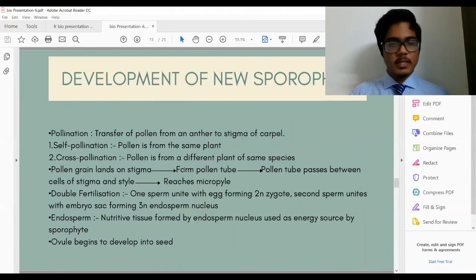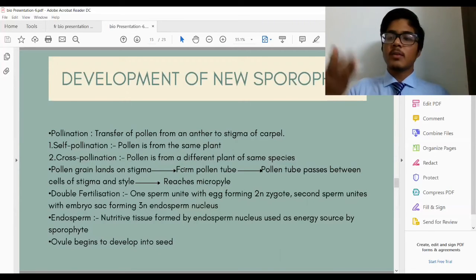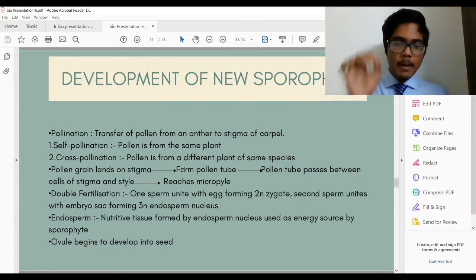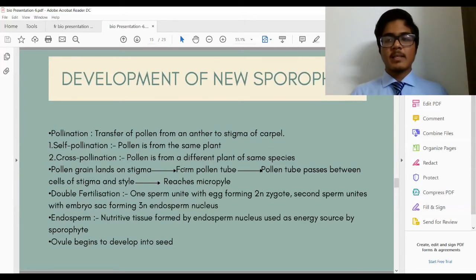So endosperm is the nutritive tissue formed by the endosperm nucleus as an energy source for the sporophyte. So this provides energy for the sporophyte to survive. And on the other hand, the sperm and egg bind to form a seed, and the seed development part will be explained by my partner in a short while. Meanwhile, the cross-pollination subtopic will be explained by my friend as well.